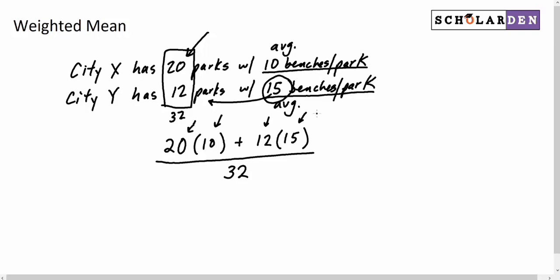All right, now it's just some calculations. The top is going to give us 380 over 32. And if we divide that in the calculator, we're going to get 11.9 rounded. So that's about equal to 12 benches per park as the average.